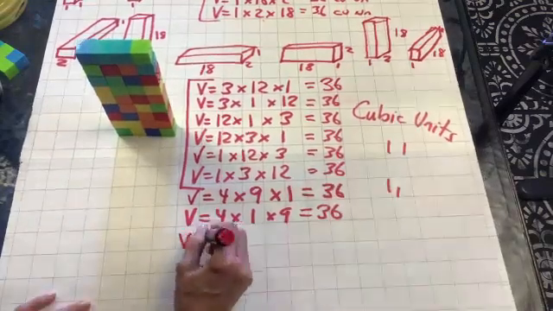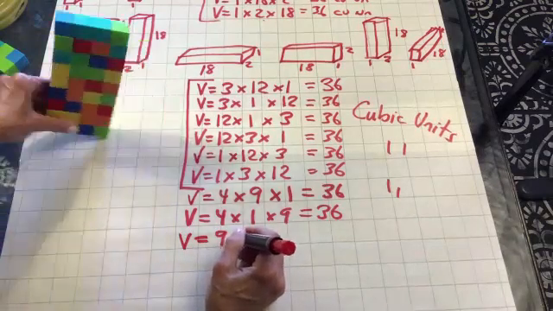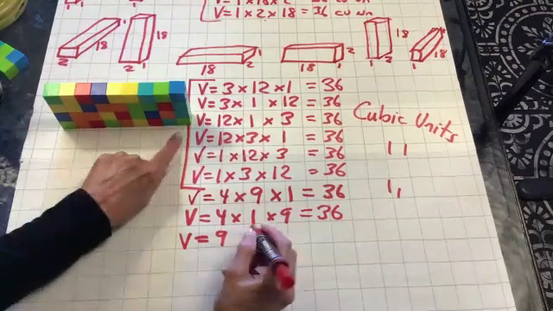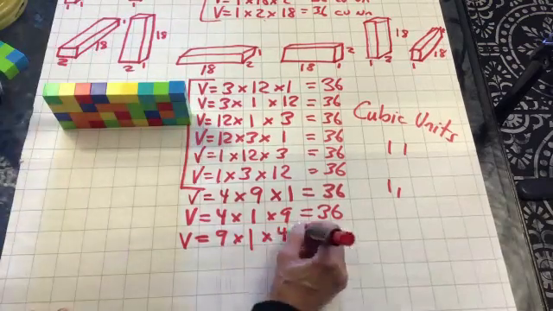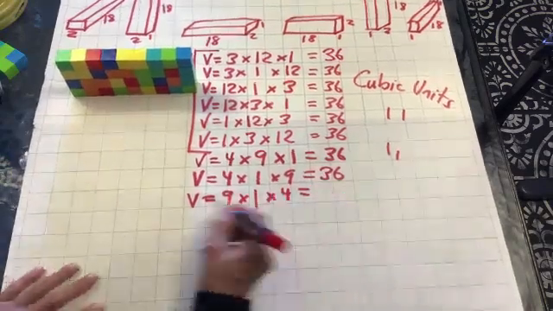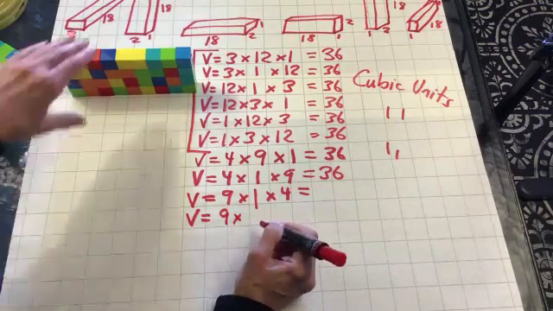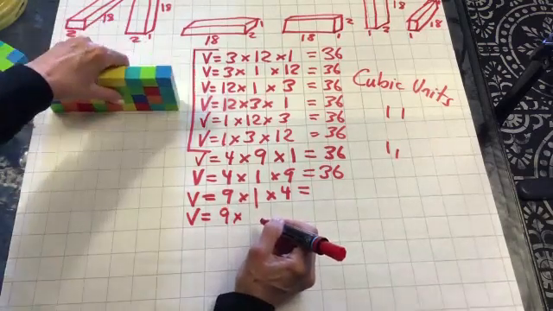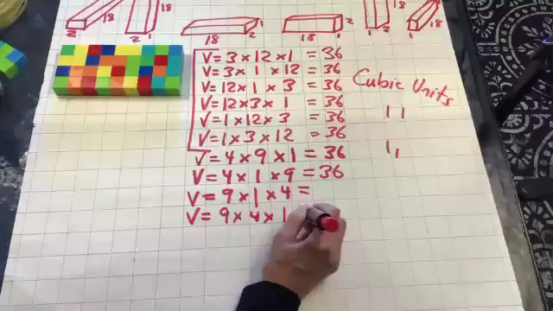All right, so now let's change it up and we'll put the 9 first. So that would be 9 across. So this would be 9 by 1 by 4 tall. Then we have 9 by 4 deep. So that would look like this by 1 tall.